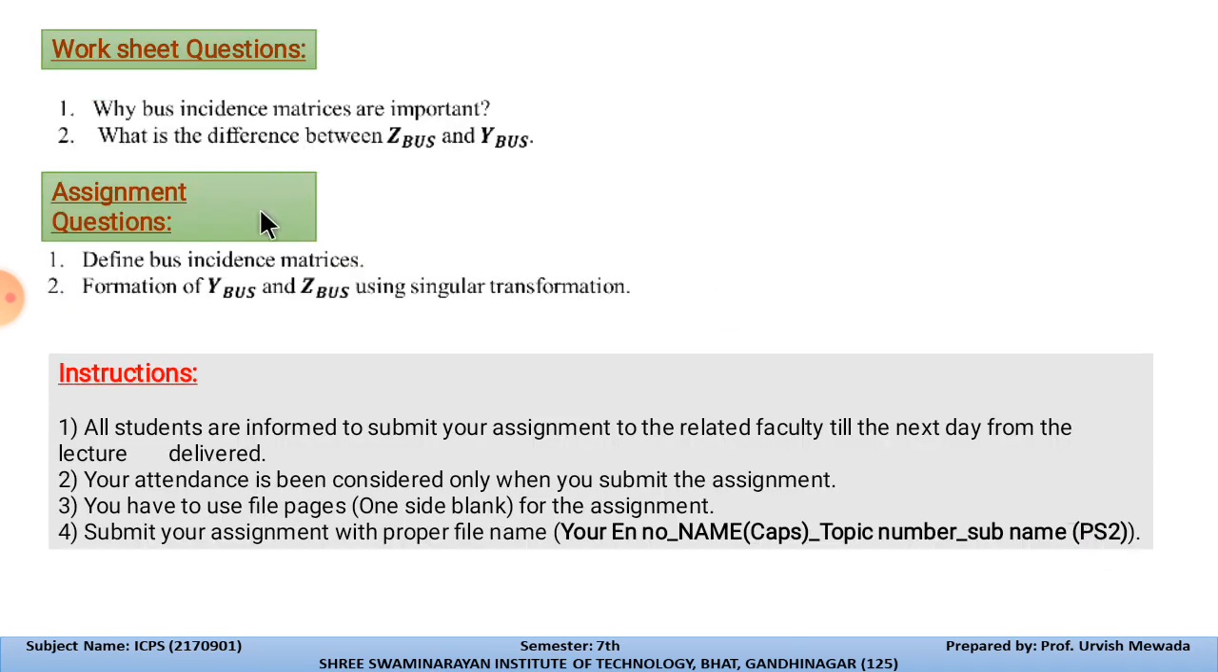The worksheet questions and the assignment questions after this theory: the worksheet questions are why the bus incidence matrix is important, and the second question is what is the difference between Z bus and Y bus. Now the assignment questions for this particular topic: first, define bus incidence matrix. The second question is formation of the Y bus and Z bus using singular transformation. The important instructions related to the topic are written in the instruction column, so please read it carefully. You can take a snap of this, and if you have any query or doubt related to this topic, feel free to call me, and we can solve our doubts in a doubt solving session.